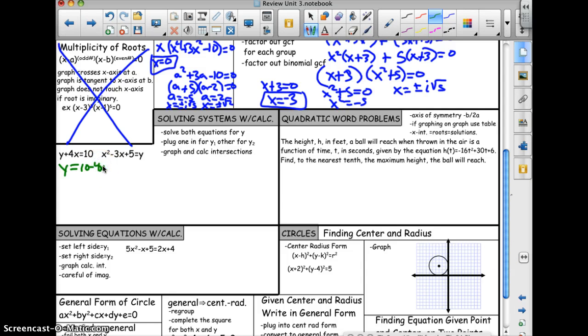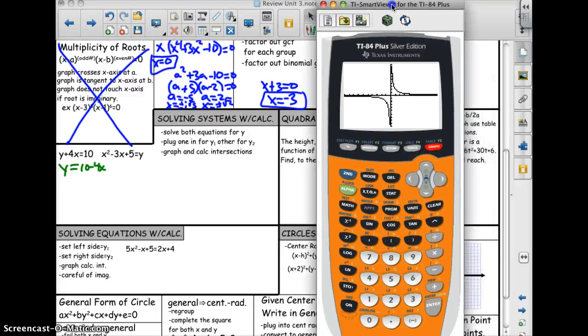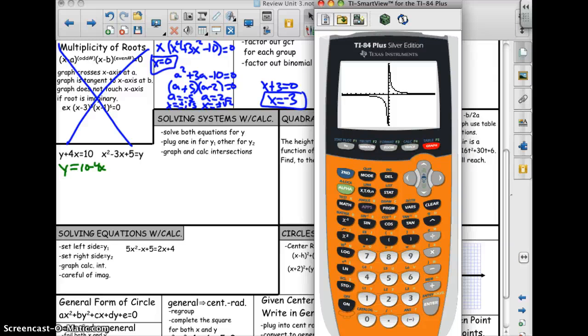One y is 10 minus 4x, and the other y is x squared minus 3x plus 5. Now you could pretty easily set those equal to each other and solve, and you don't necessarily have to resort to this. But I can go in here to my y equals, all right, and put in 10 minus 4x for y1, and for y2, I can put in x squared minus 3x plus 5. Oops, I missed my plus sign. Plus 5. There we go.